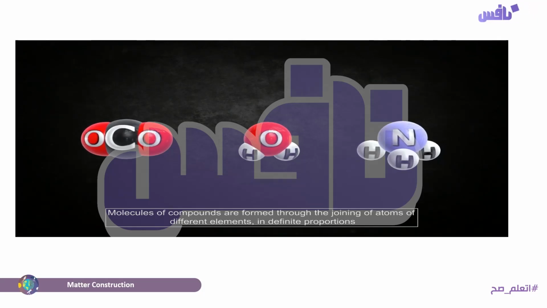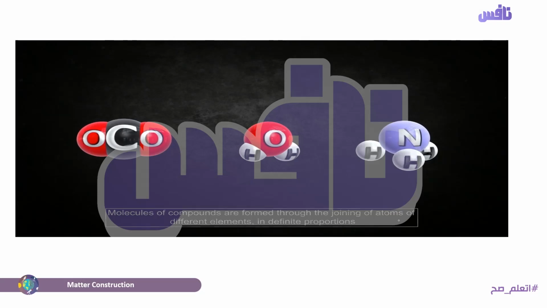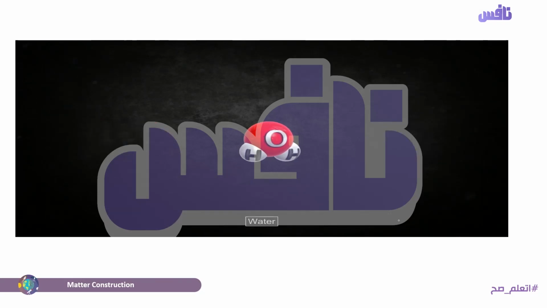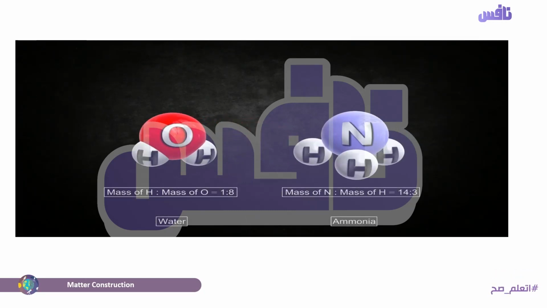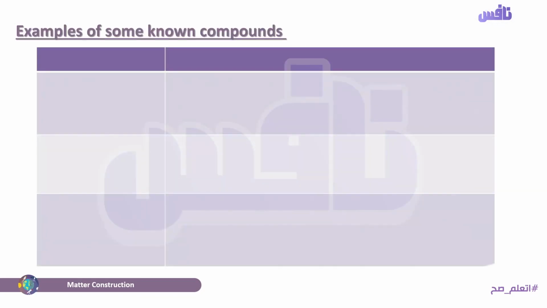The molecules of compounds are formed through the joining of atoms of different elements. Like what? Like the water molecule. Water molecules consist of two hydrogen atoms and one oxygen atom. An ammonia molecule consists of 3 hydrogen atoms and 1 nitrogen atom. Okay. Examples of some known compounds.